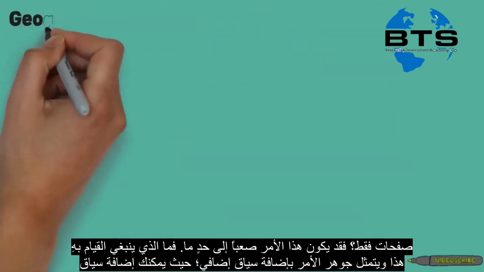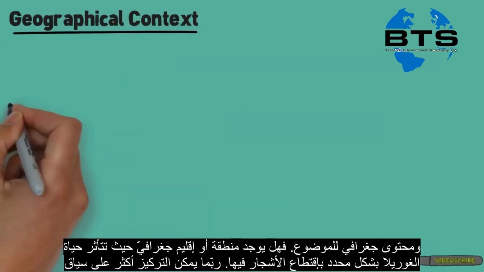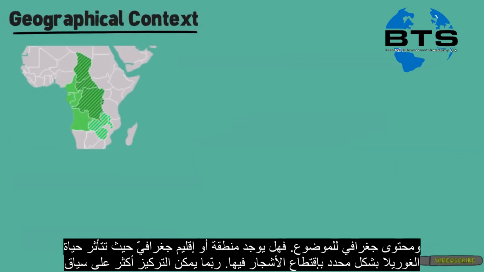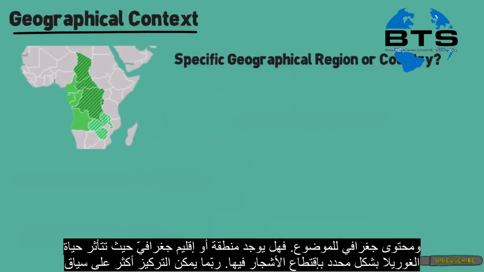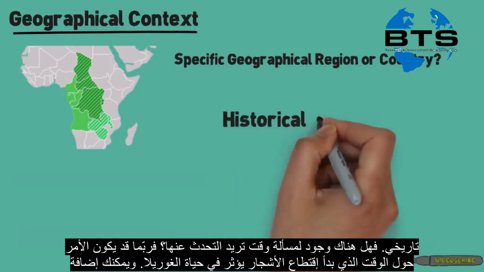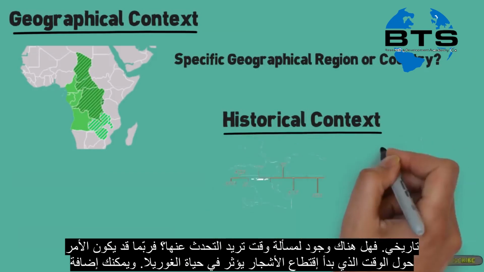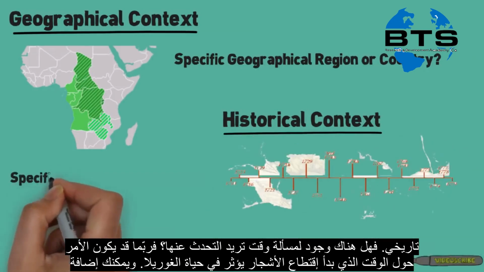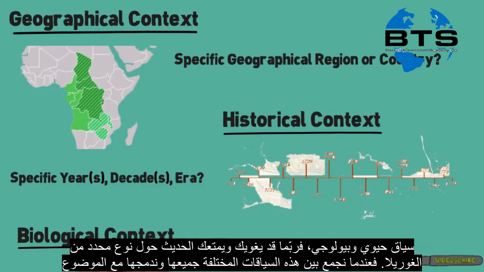For example, you could add some geographical context to your paper. Is there a geographic region or country in which gorillas are specifically affected by deforestation? Perhaps you want to focus more on a historical context. Is there a certain time aspect you want to write about? Perhaps the time when deforestation really started to affect gorillas. And third, with this topic, you could also add biological context. Perhaps there's a specific subspecies of the gorilla that you're interested to write about.